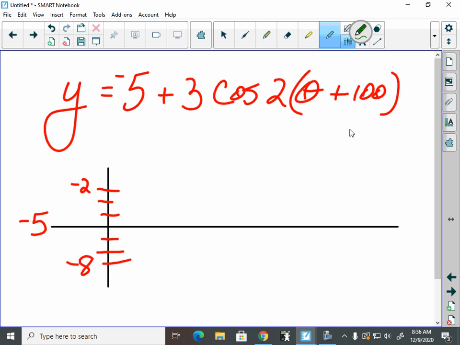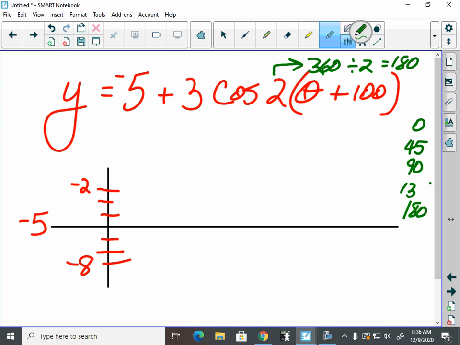Okay, so let's do this first. So I got to do 360 divided by 2 and get 180. Okay, so that means it's going to go 0, 180, 90, 45, and 135. Okay, so this is going to be an issue, and here's why.